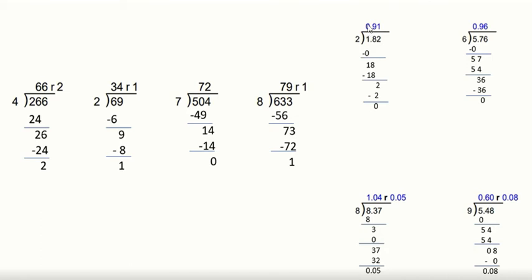But in this case, it's a 0 because we can't get any multiples of 2 out of 1, so we have to place a 0 there because we can't multiply 2 times any number and get less than 1. So 0 times 2 equals 0 because 0 times any number equals 0, okay? Then we subtract. 1 minus 0 equals 1.